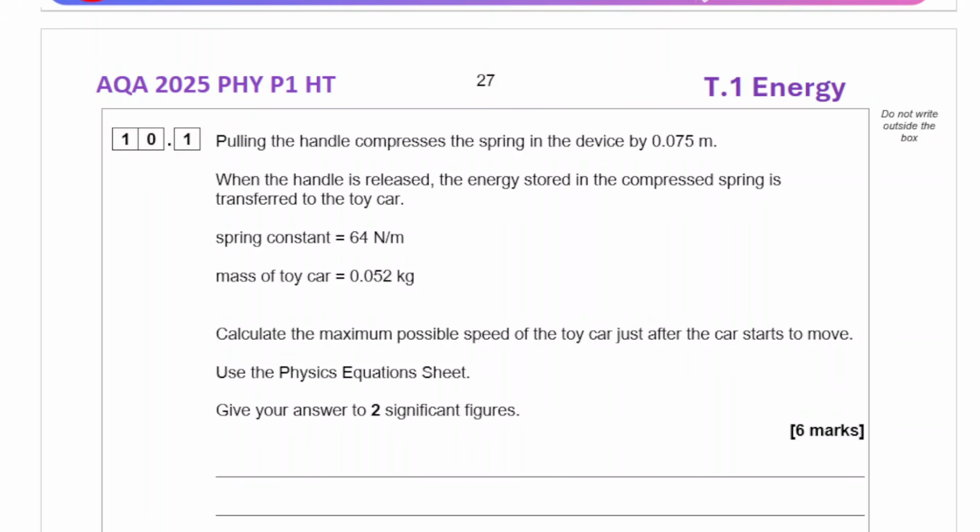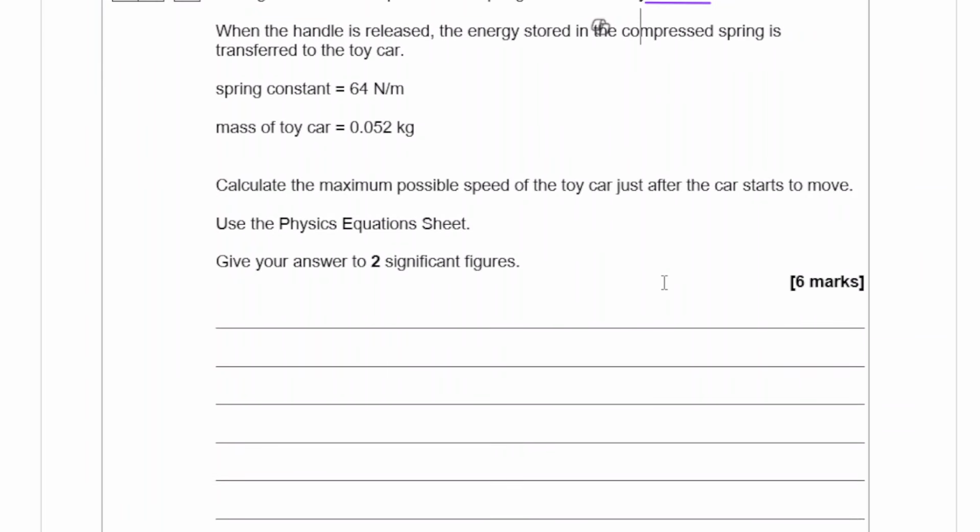Pulling the handle compresses the spring in the device by 0.075 meters. When the handle is released, the energy stored in the compressed spring is transferred to the toy car. Spring constant equals 64 Newton per meter. Mass of the car is 0.052 kilograms. Calculate the maximum possible speed of the toy car just after the car starts to move. Use the physics equation sheet.